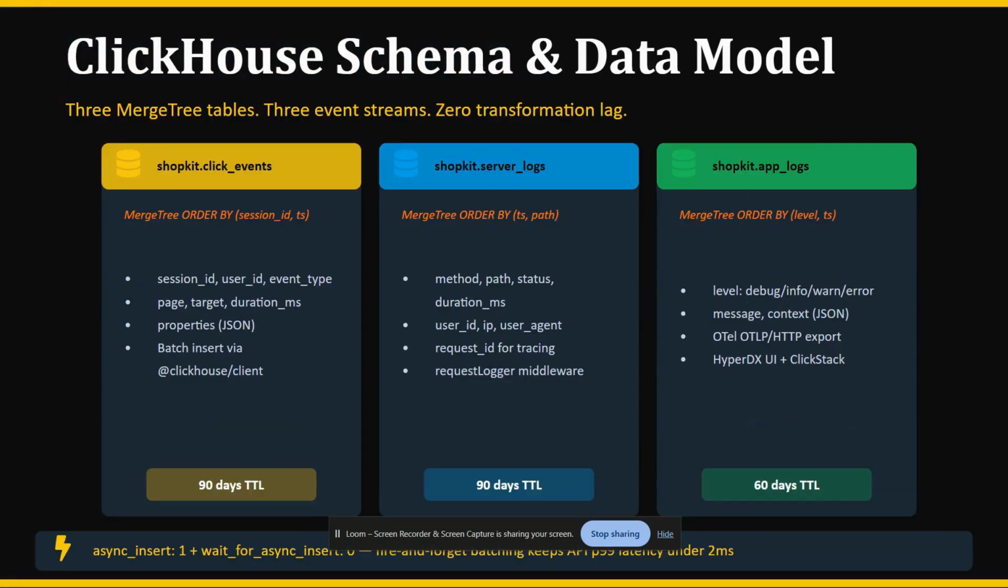Okay, let's see the schema of the tables that are created in ClickHouse. We have divided the entire application into three tables. One is for click events, where all the actions that the user performs on the UI are stored. One is for server logs: any action taken by the user that comes to the server gets logged and stored in the server logs. And finally, app logs. If there are any info-level logs, warnings, or error logs, all of these go into app logs, and using OpenTelemetry, they are transmitted in real time to HyperDX or ClickStack.